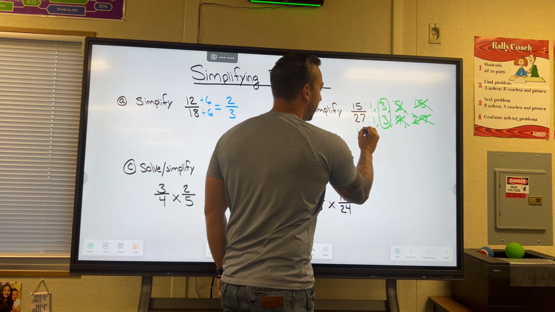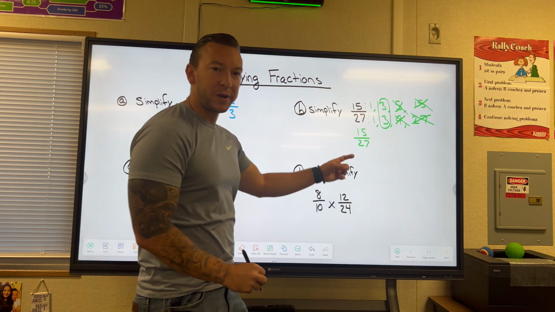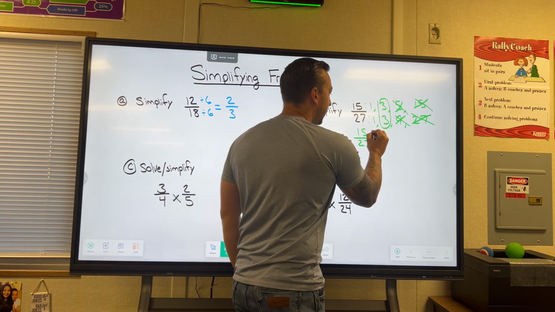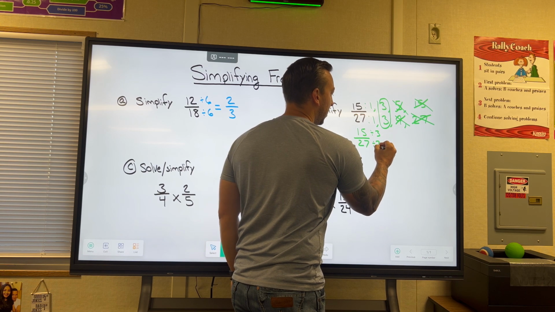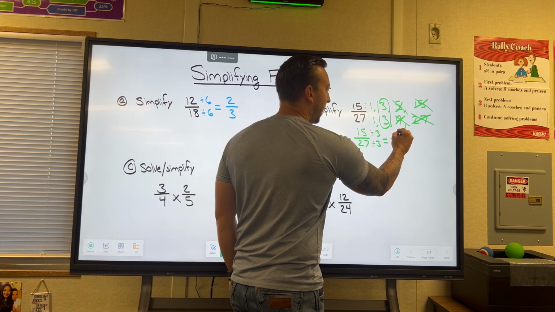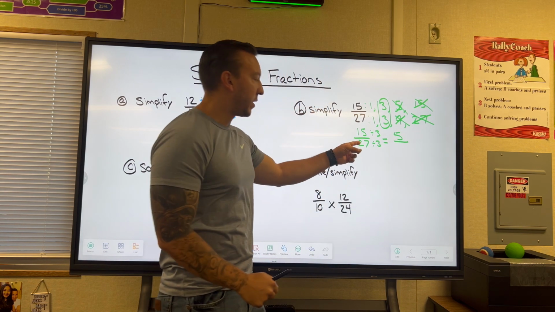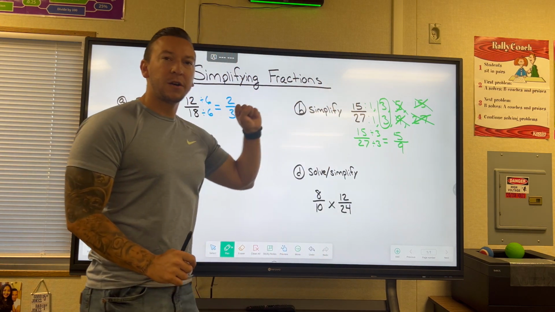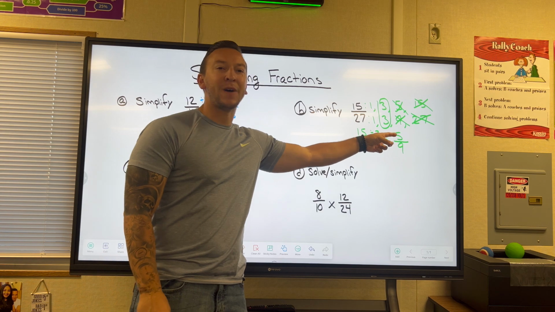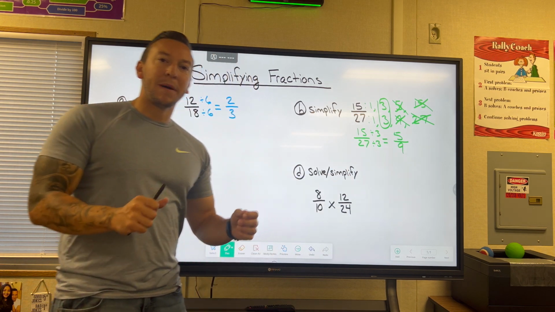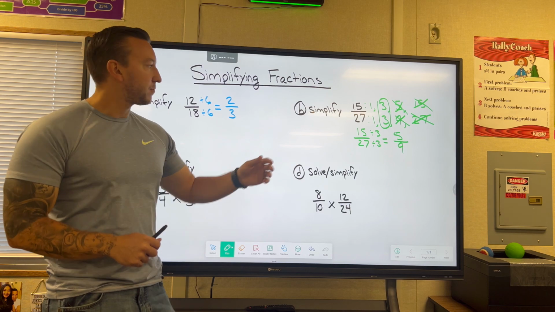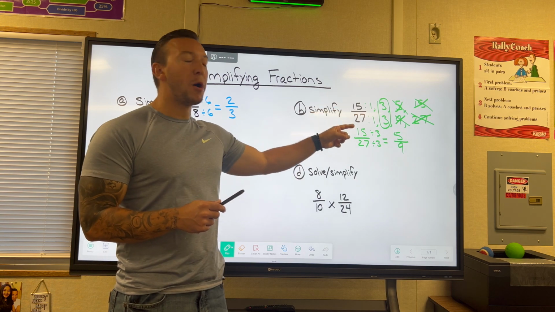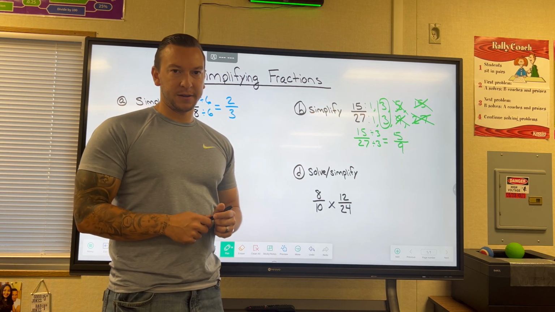So 15 over 27, I'm going to take my greatest common factor, which is 3, and I'm going to divide by 3. 15 divided by 3 is 5, and 27 divided by 3 is 9. So 15 over 27 can be simplified to 5/9. So remember, the key here is this. Anytime your numerator and denominator have factors that go into both evenly, it can be simplified, okay?